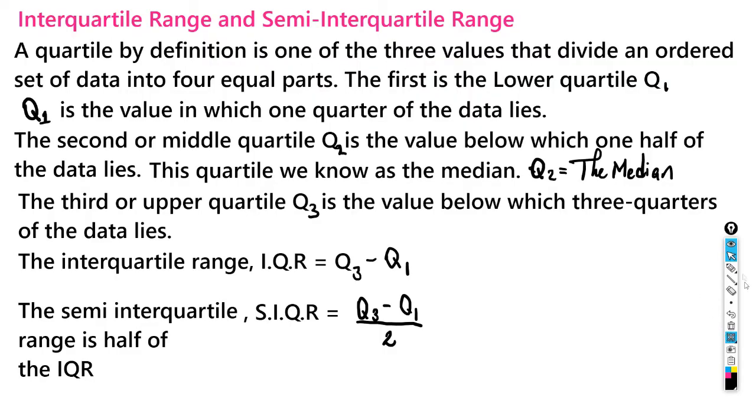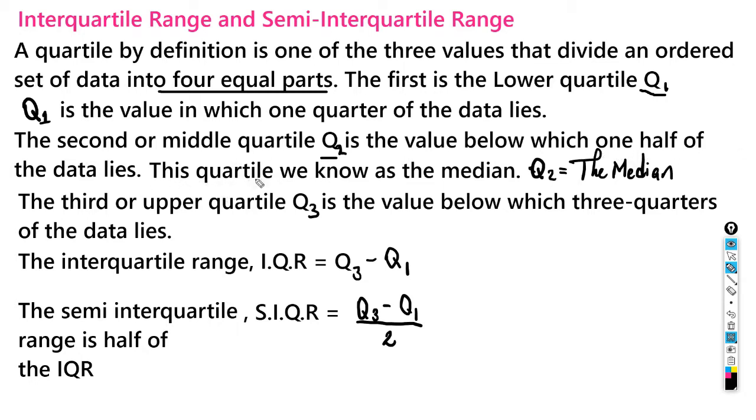Alright guys, so now we're going to be looking at the interquartile range and the semi-interquartile range. A quartile, by definition, is one of the three values that divide an ordered set of data into four equal parts. The first is the lower quartile, Q1, the value below which 1/4 of the data lies. The second, or middle quartile, is Q2, the value below which 1/2 of the data lies.